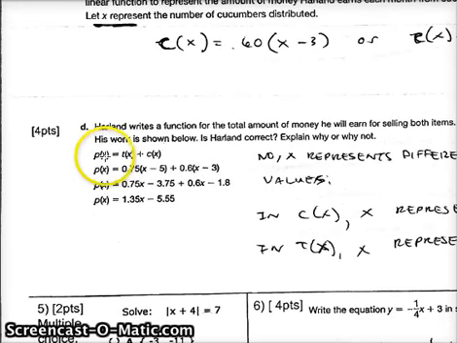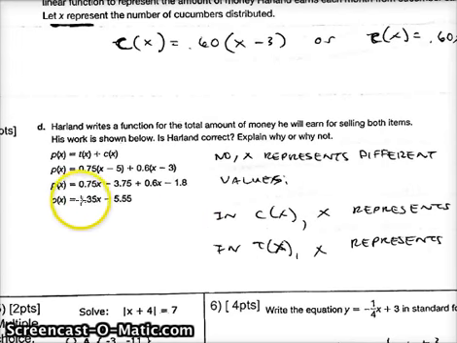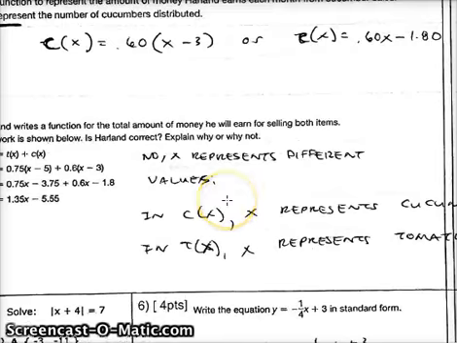Here, Harlan tries to add tomatoes plus cucumbers. Well, the reason you can't add these functions together, even though he did substitute them correctly, is that x here represents tomatoes and x here represents cucumbers. So when you get this final equation here, you don't know if this one's tomatoes or cucumbers. Okay.